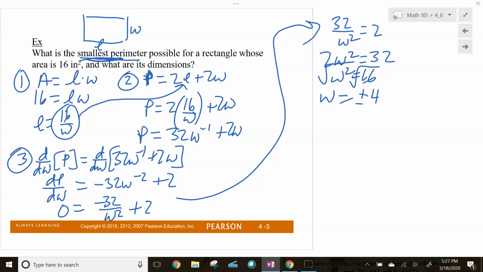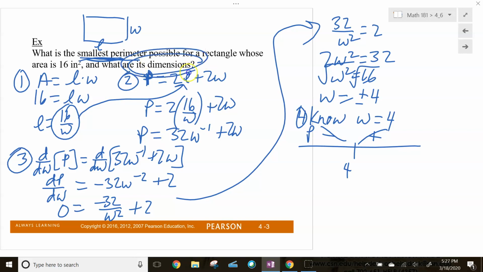Well, we know a negative width is not an option, so our width has to be 4. That would minimize this perimeter, right? Because we took the derivative of the perimeter and we're minimizing it. If we're doing the first derivative test, what this is saying is we have a minimum at 4. It decreases and then it increases. So we have a minimum at 4.